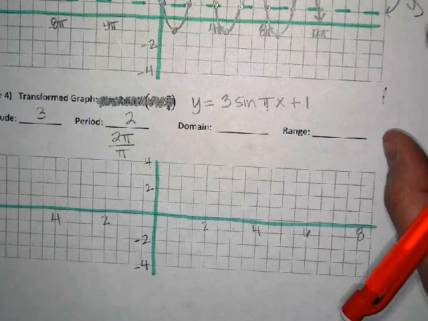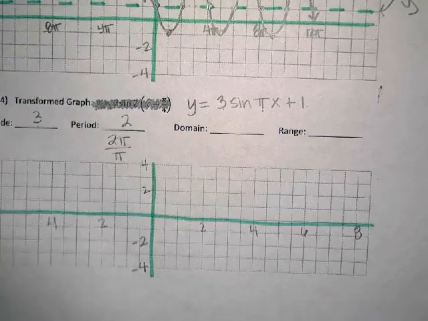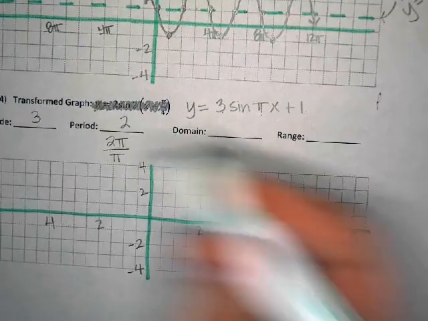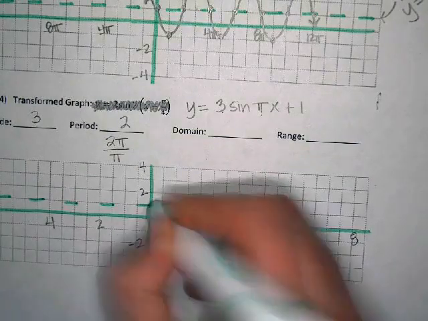Okay, so I'm going to go up 1 and put my dotted line for my midline. All right, and what am I going to do?